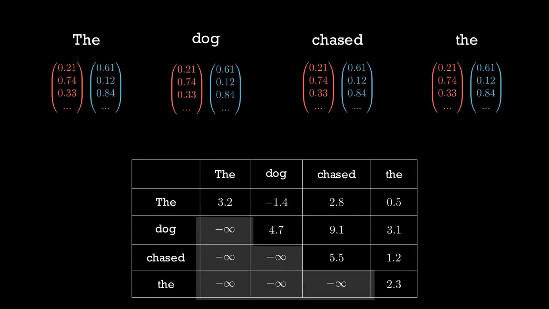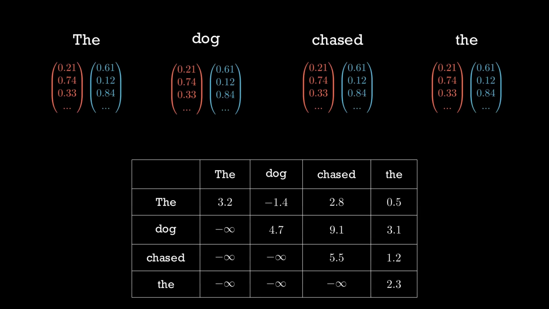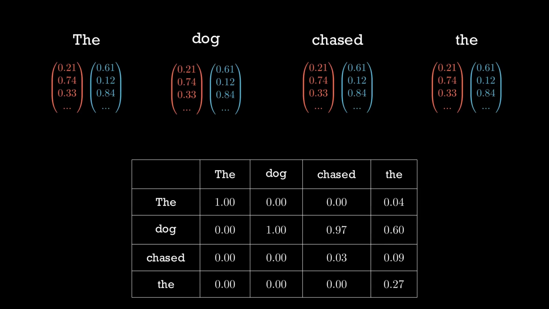Note that the bottom triangle is cut out because it wouldn't make sense for words to interact with themselves or words that come after it. Now we apply a softmax column by column. The softmax takes in a vector and outputs a probability distribution that allows us to actually use the values in the table. Columns will now add up to 1 nicely and negative infinities will be zeroed out.